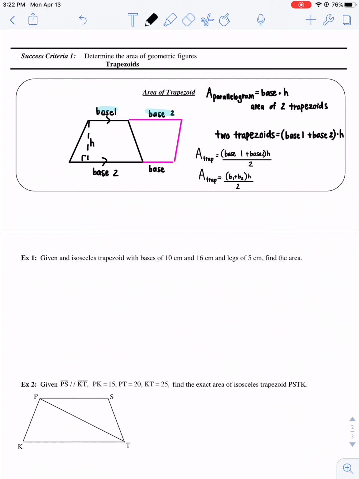Hi guys, welcome back. So in the previous step, we proved the area of a trapezoid. So let's go ahead and get started on example 1.